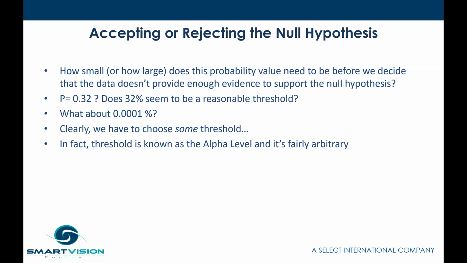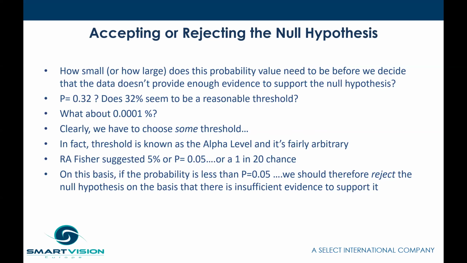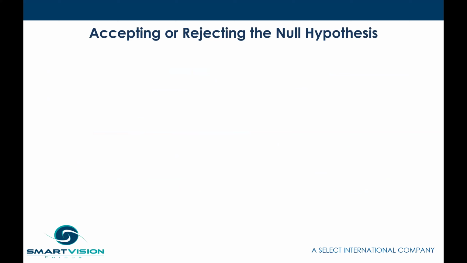So it's pretty arbitrary. And that level, that line in the sand, is called an alpha level. And R.A. Fisher, almost, I'm sure, to his instant regret, suggested 5%, which is P equals 0.05, which is also 1 in 20. So it's 1/20th of a chance. That's what it is. On this basis, if the probability is less than 0.05, we would therefore reject the null hypothesis on the basis that there is insufficient evidence to support it.